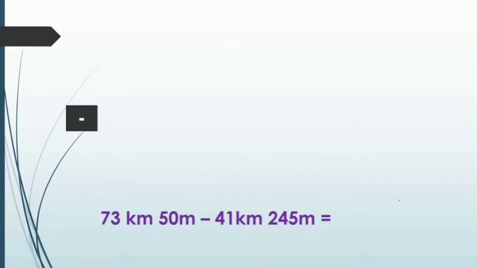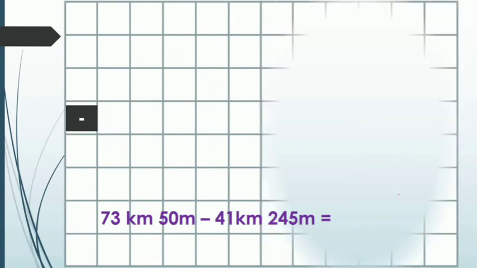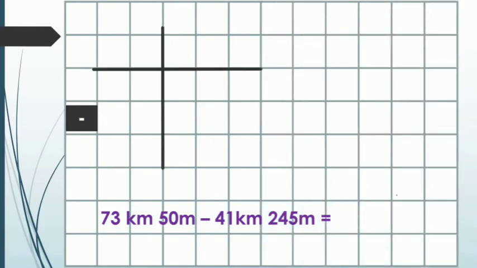Okay, now let's look at another example. 73 kilometer and 50 meter minus 41 kilometer and 245 meter. So we are going to do the T again. Okay, the kilometer is the biggest unit, followed by the meter, the smallest unit.